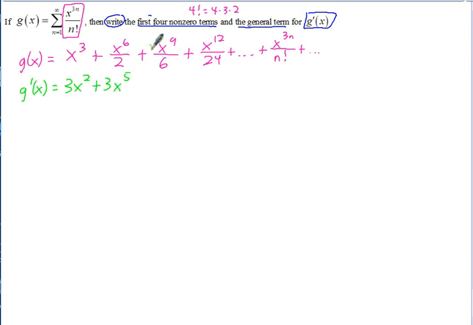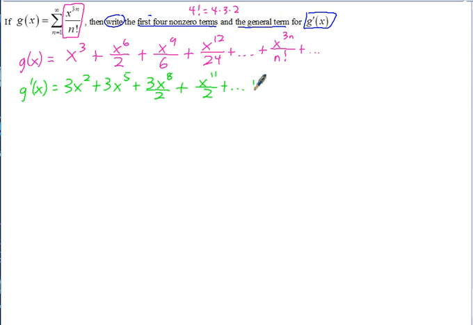Bring down the 9, you get 9/6 reduces to 3 halves, so that'd be 3 x to the 8th over 2. Plus, bring down the 12, divided by 24, that reduces to 1 half, so x to the 11th over 2, or you could write 1 half x to the 11th.